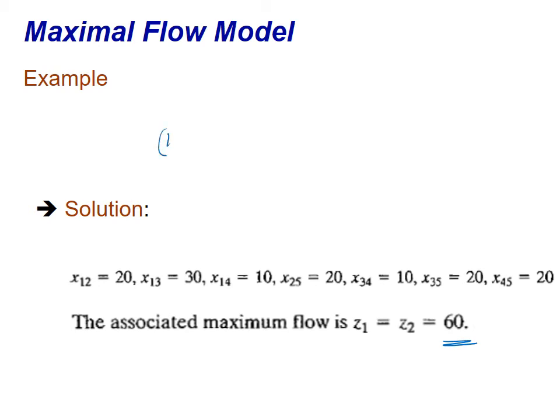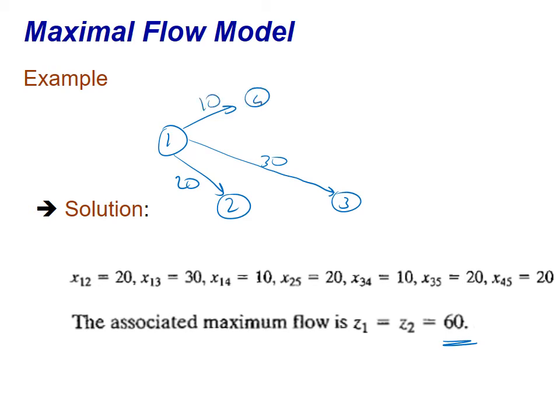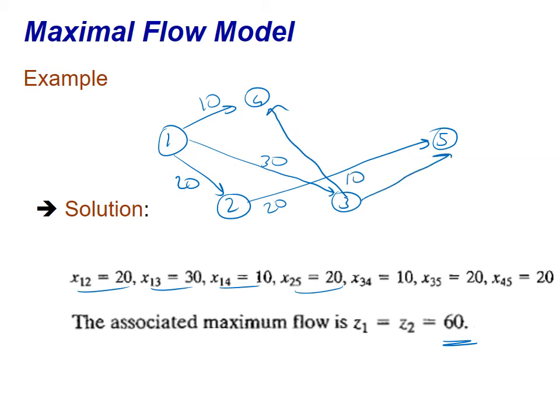this source was 1, and then the flow to 2 is equal to 20, flow to 3 is equal to 30, and flow to 4 is equal to 10 from these. Then from 2 to 5, 5 is here, 2 to 5 is 20, 3 to 4 is 10, 3 to 5 is 20, and 4 to 5 is 20. This is the solution. And look, what's the amount of outflow from node 1? 10 plus 30 plus 20, which is 60. What is the inflow into node 5? 20 plus 10 plus 20, it's also 60.